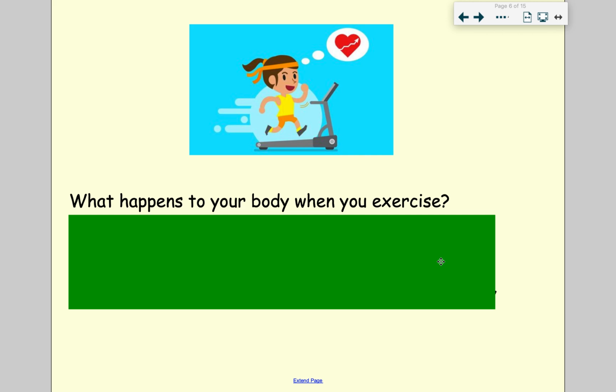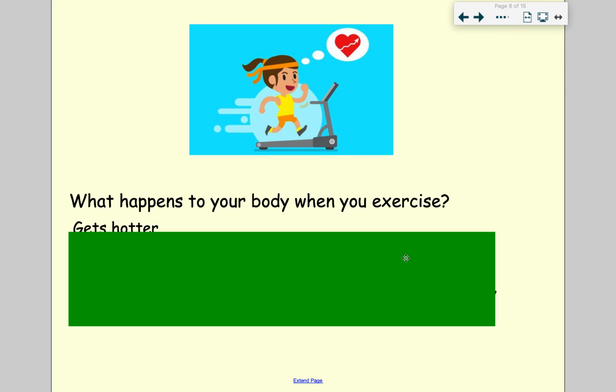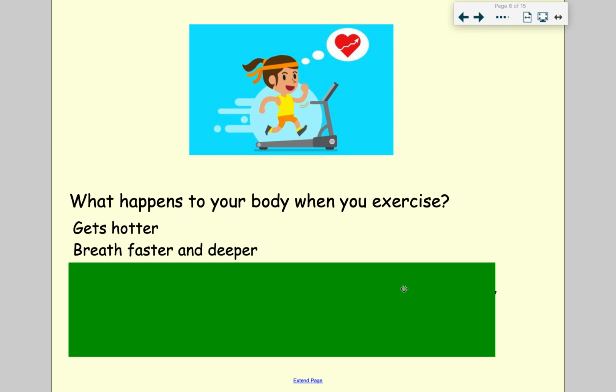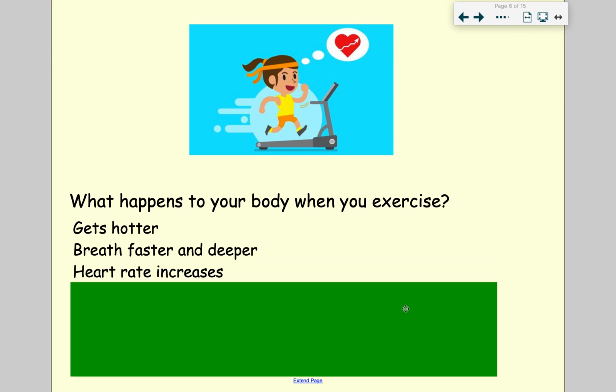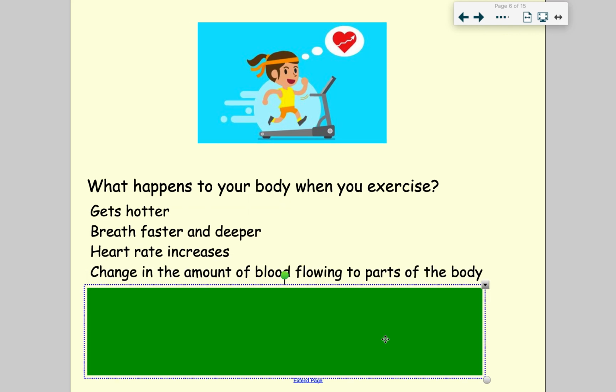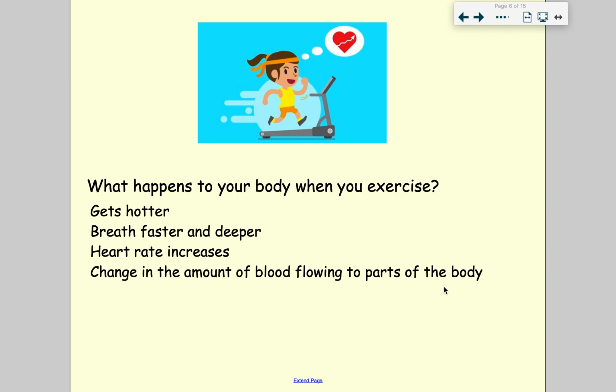So hopefully you've got a few ideas written down. This is what I've got anyway. First of all, you get hotter. I don't know about you, but when I exercise or even walk anywhere, I start to feel a little bit warmer. Your breath gets faster and deeper. If you go for a run, by the end of it you're probably breathing a lot heavier, taking in bigger breaths. Your heart rate increases, changing the amount of blood flow to parts of the body. People get cramp when they exercise. That's to do with lactic acid. But generally, your muscles are the part of you that are working the hardest.